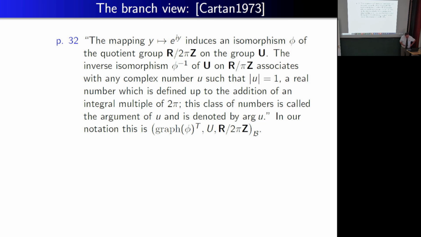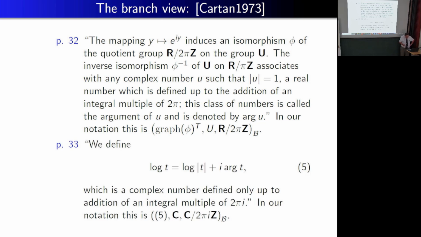You say y goes to e to the y, induces an isomorphism of the quotient R over 2 pi Z, and then you get the argument is defined up to a multiple of 2 pi because he's working in R over 2 pi Z, and so on. So he's got a good algebraic structure here.